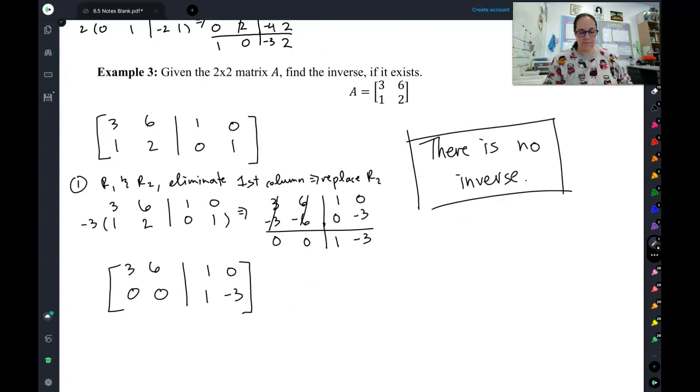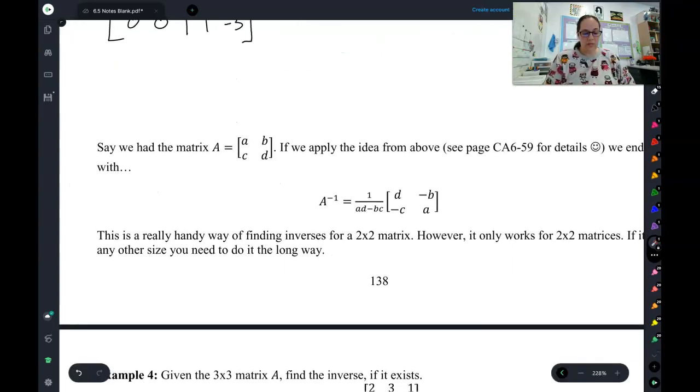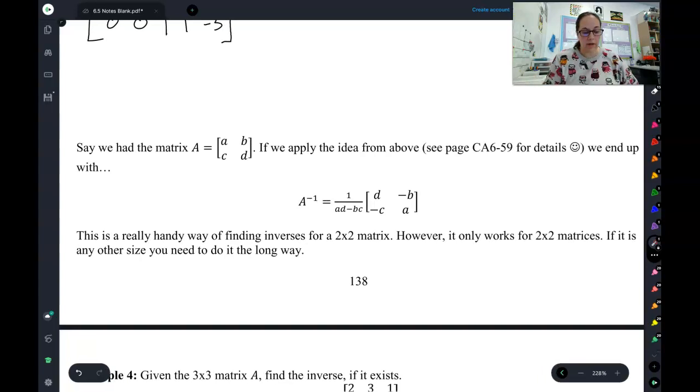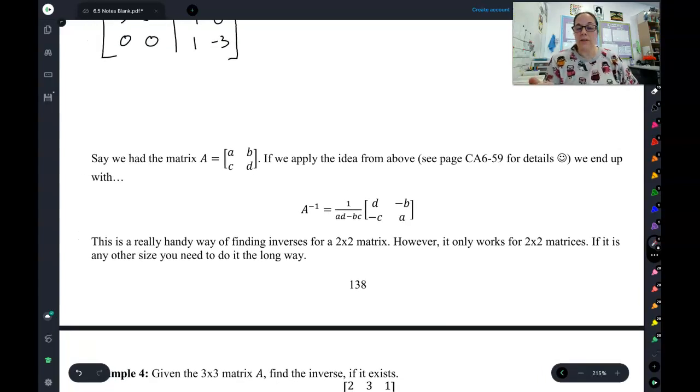Now, one last thing I want to talk about in this video. So far, we have only been finding inverses of 2x2s. In the next video, we are going to work on finding an inverse of a 3x3, which is much more difficult and a lot more work. However, there is a really nice shortcut for finding inverses of 2x2s.